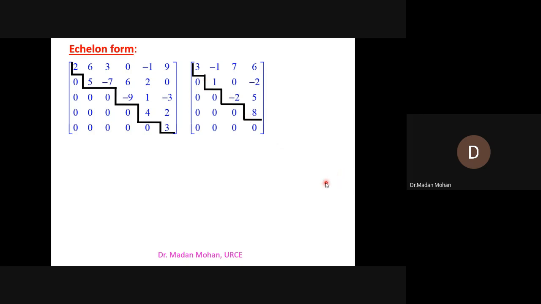Okay, next one. The order of this one: how many rows do you have? 5. 5 cross 4. It is not a square matrix. Don't say triangular. The word triangular is used only for square matrices. Now, coming to this one, you have many zeros here. The order is 4 cross 4. Of course, you can use the word triangular here.